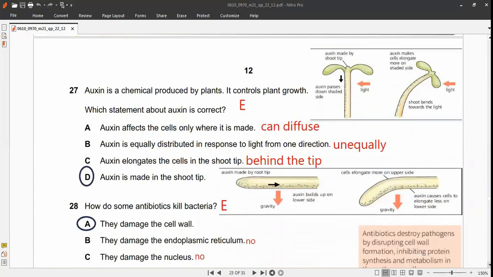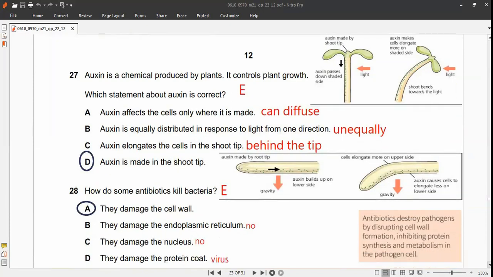Auxin is a chemical produced by plants. It controls plant growth. Which statement about auxin is correct? Auxin affects the cells only where it is made. No, it can diffuse. Auxin is equally distributed in response to light from one direction. No, unequally. Look at this picture and this picture. Auxin elongates the cells in the shoot tip. No, behind the tip. So the correct answer is D. Auxin is made in the shoot tip.